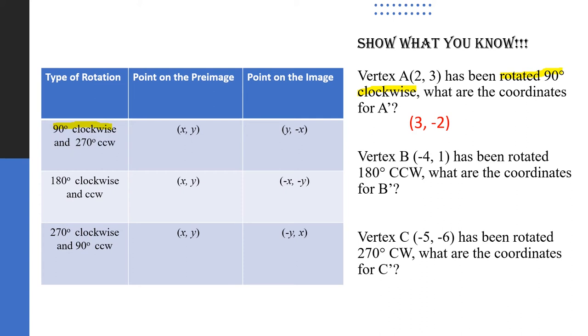Okay, so vertex B at (-4, 1) has been rotated 180 degrees counterclockwise. I'm going to go to my table, and I'm going to see (X, Y) becomes (negative X, negative Y). This is kind of the easiest one to do because everything just becomes its opposite. So (-4, 1) should become (4, -1). All right, and then in my last one, vertex C at (-5, -6) has been rotated 270 degrees clockwise. I'm going to go to my table, and I'm going to see (X, Y) becomes (negative Y, X). So that means if I have (-5, -6), I'm now going to have (6, -5).